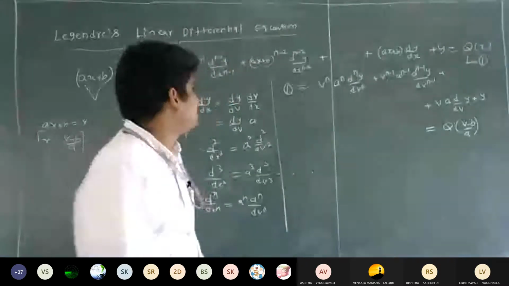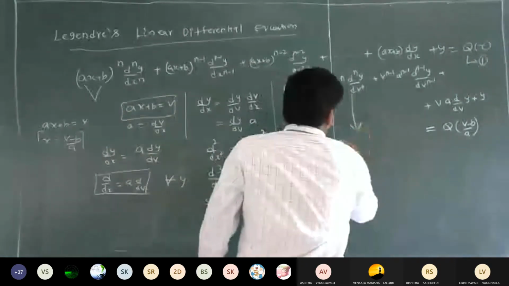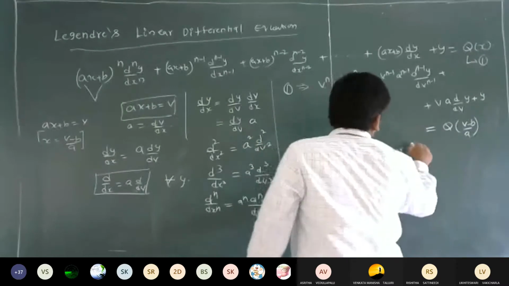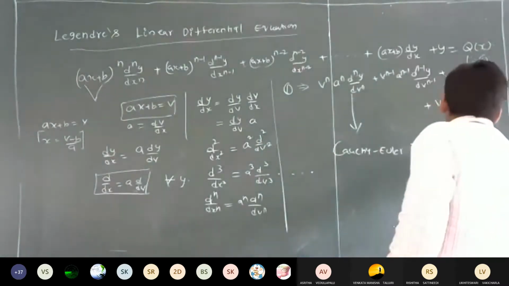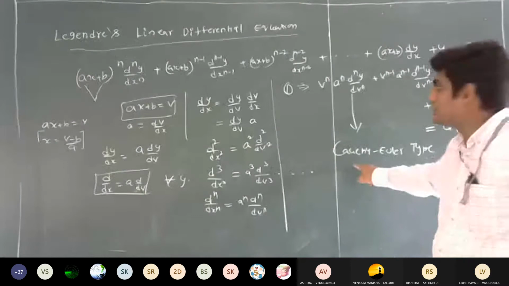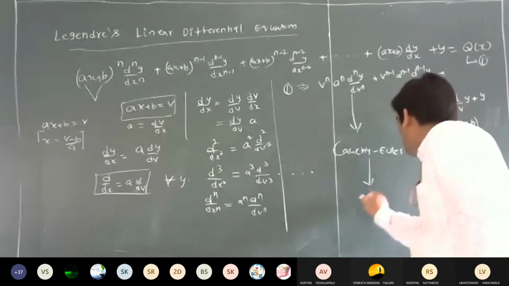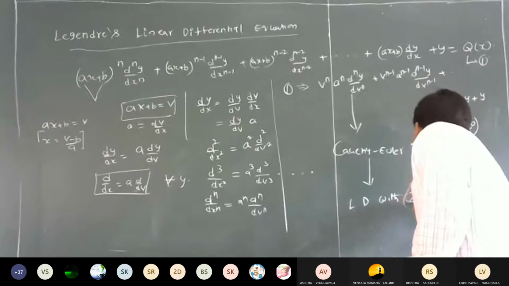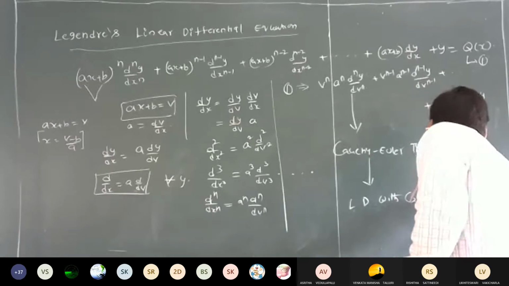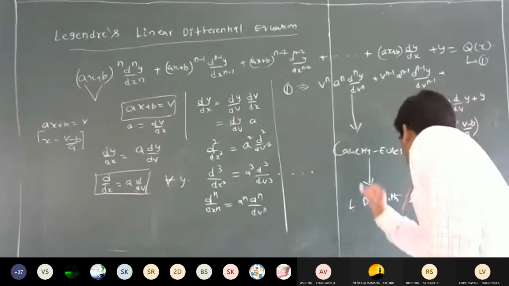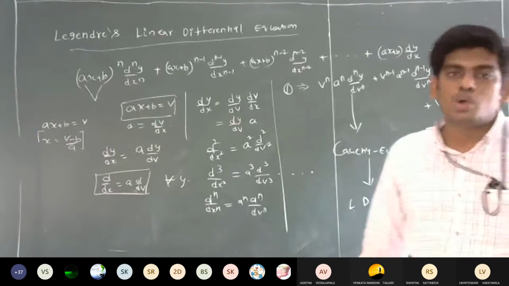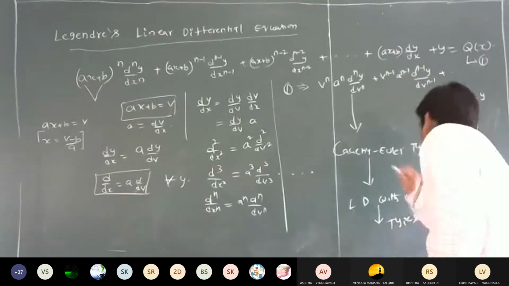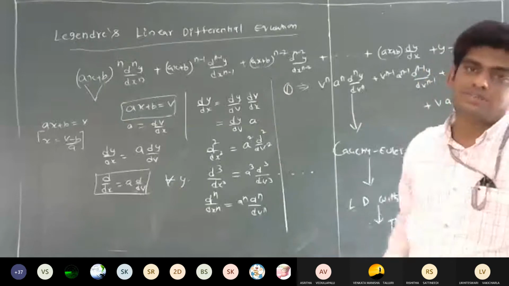That means that it is a Cauchy-Euler type differential equation. So what is the next step? You have to convert the Cauchy-Euler type differential equation into a linear differential equation with constant coefficients. What is the next step? You can solve this linear differential equation by using the known methods. So this is the process of solving Legendre's differential equation.